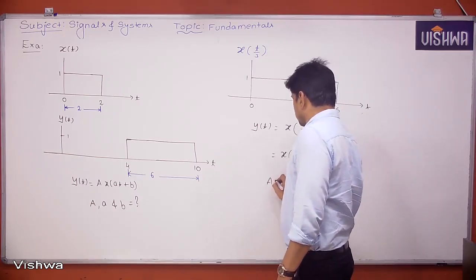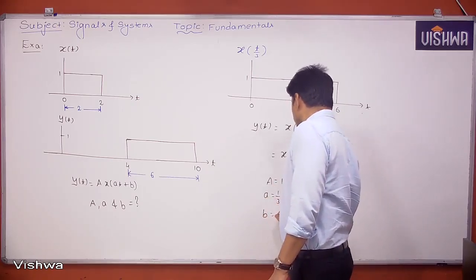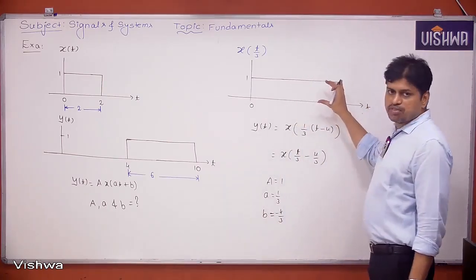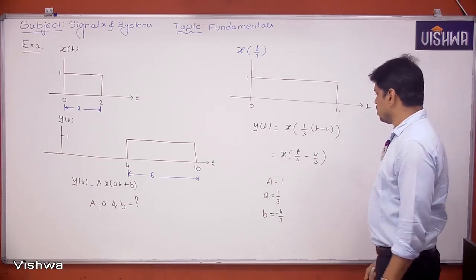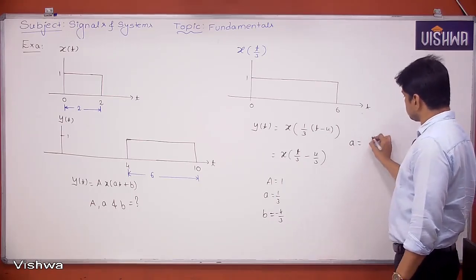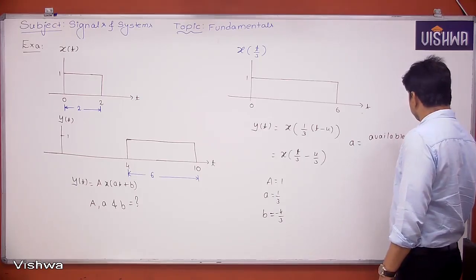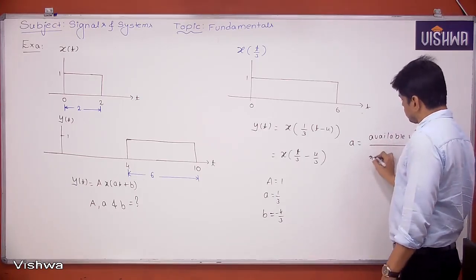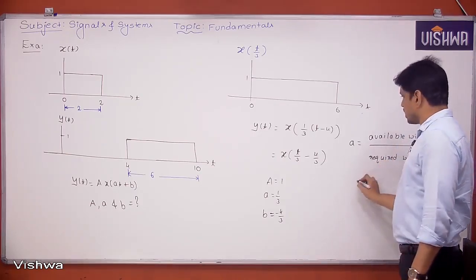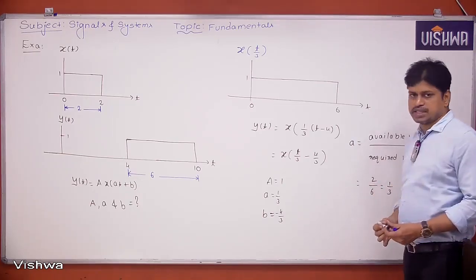So here capital A value is equal to 1, small a value is equal to 1 by 3, small b value is equal to minus 4 by 3. So be careful what we have to do with the waveform so that we can get this one. Okay, take it. So in general, small a value can be calculated by the formula: available width by required width. This is the formula we use to find small a. So in this case available width is 2, required width is 6. So this is nothing but 1 by 3. Okay, take it.